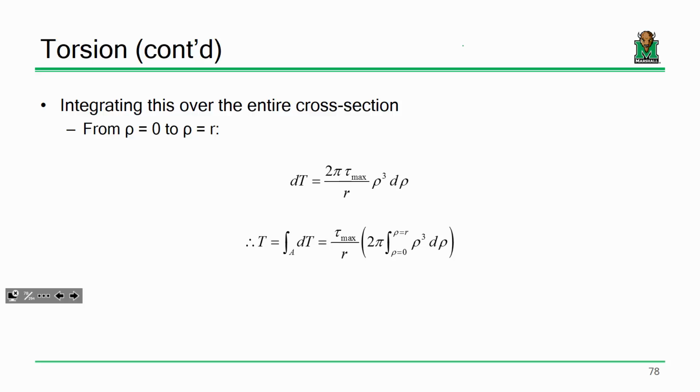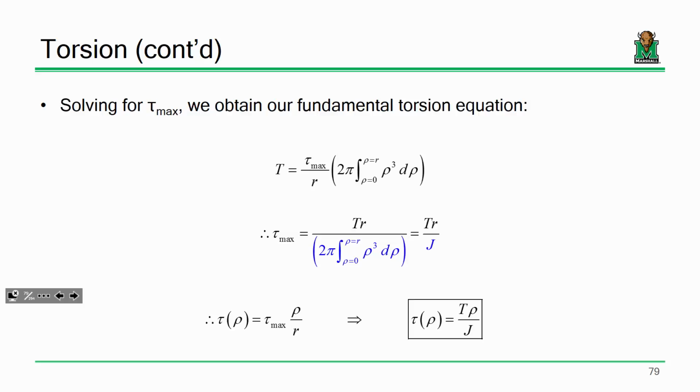And again, I'm still dealing with my variable as being rho, okay? From the bottom, or from the center of that segment out. So I'm integrating from rho equals 0 to rho equals r. So long and short of it, I get an expression that looks like this. Okay. Now, why is that important?